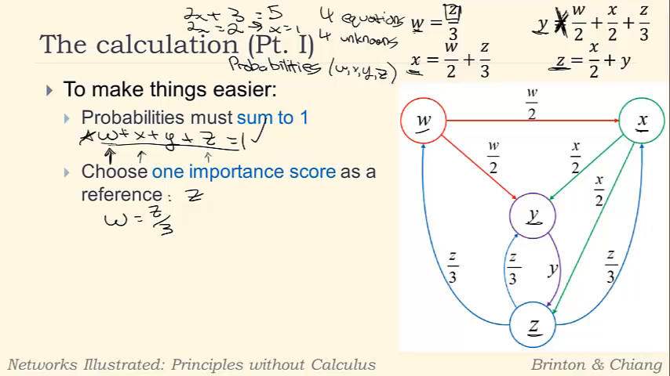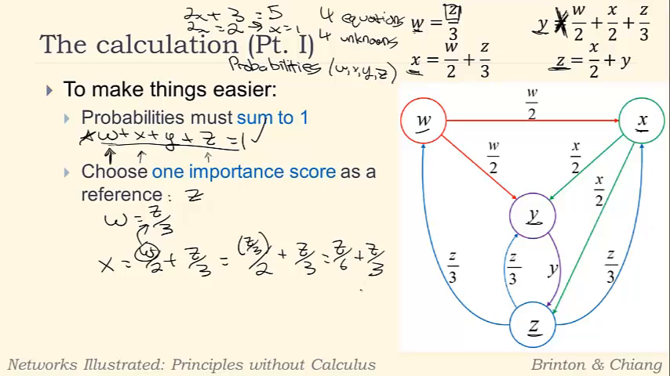Now let's move on to x. Now we want to get x in terms of z. So we have x equals w over 2 plus z over 3. We already have w in terms of z, though. We know that w is equal to z over 3. So we can say that x is equal to w over 2 plus z over 3, which is equal to, on this side, this w term over here is z over 3 divided by 2, plus z over 3 again. So that's z over 6 plus z over 3.